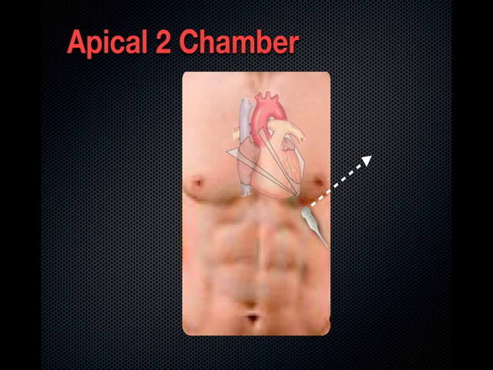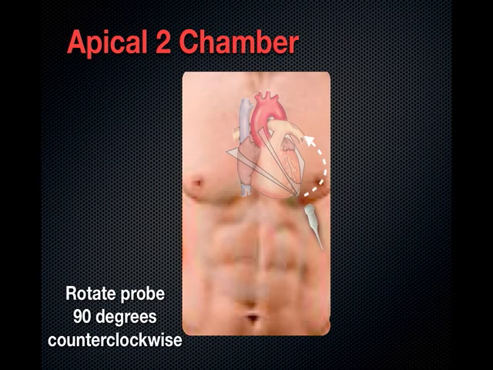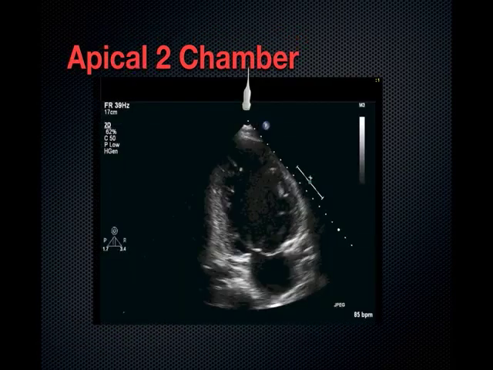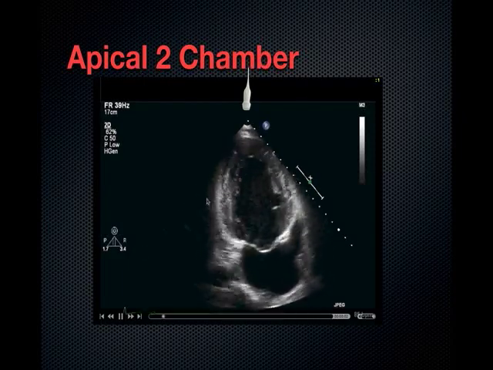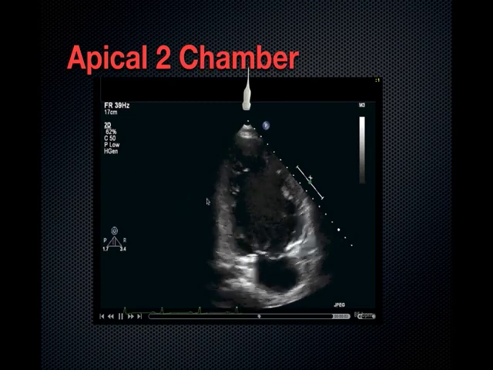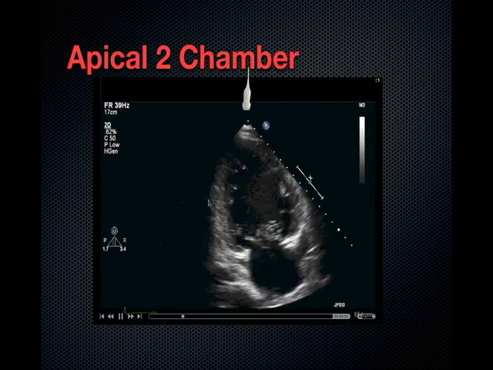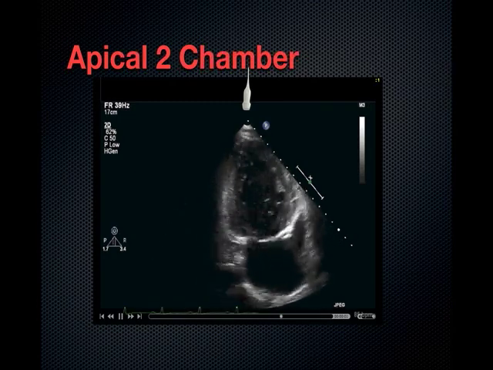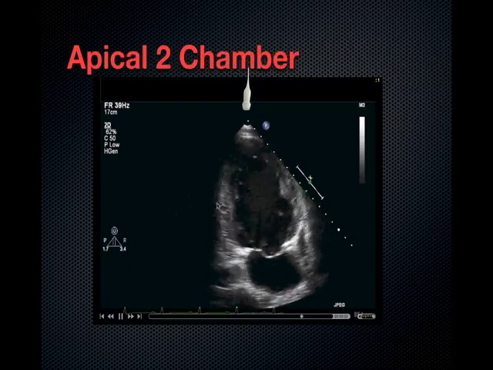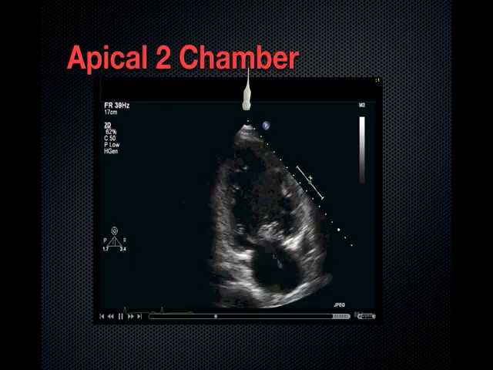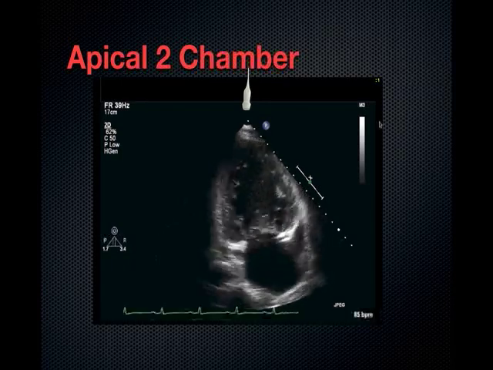If you're going to get an apical 2-chamber view, then we rotate the probe counterclockwise 90 degrees and angle slightly towards the patient's left. In this view, we would get the anterior and the inferior walls, whereas before we saw the septal and lateral walls of the left ventricle. So the anterior of the left ventricle and the inferior walls and the mitral valve. You can see a little bit of the atrial appendage here.